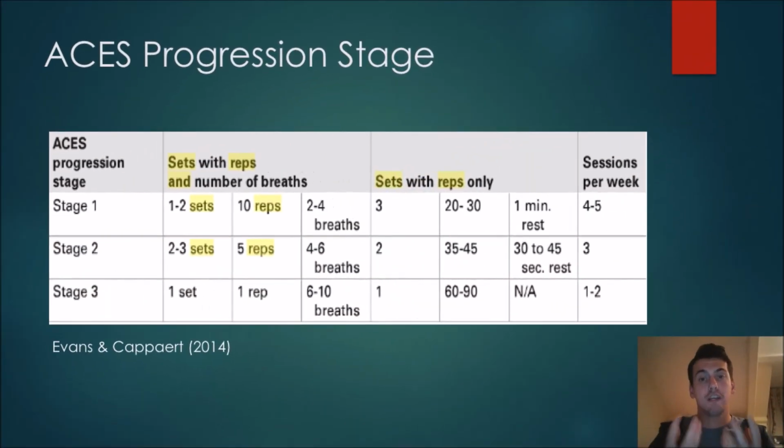Okay, and this is the progression stage I was talking about, the ACES progression stage. It is what has been commonly used, according to Evans and Cappaert, 2014, that it's very useful for any correctional exercises. And as you can see, they have stage 1, stage 2, stage 3. So as the athlete gets more and more less supinated, you would reduce the amount of sessions you have from stage 1 to 3, and hopefully by the end of stage 3 they would be fully sort of cured and be able to walk without supination occurring.